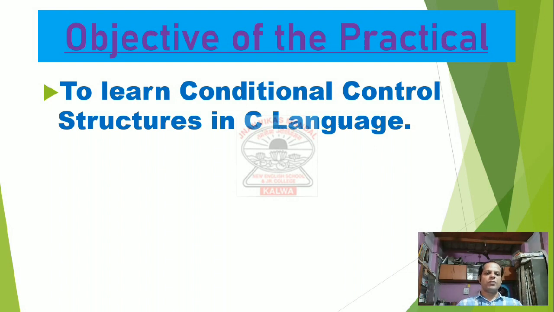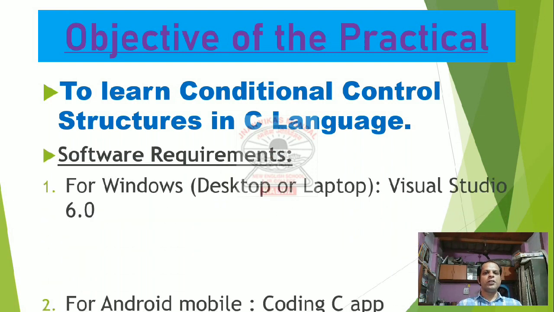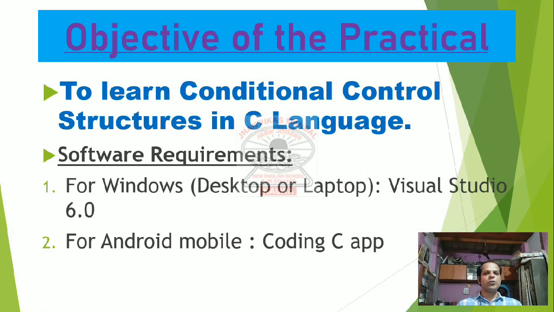Now I will not talk about it in detail. We will do that in the theory part. Today, from the practical point of view, we will discuss only one type of conditional control structure, that is the if-else statement. The software requirements for this are Visual Studio 6.0 for Windows as usual, and for Android mobile, the Coding C app.